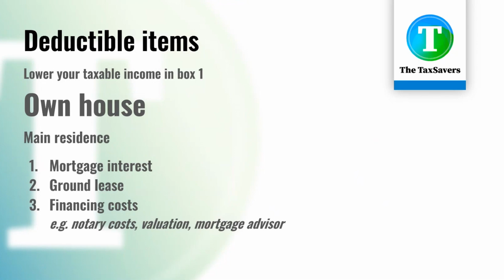The third main category is for expenses related to your own house. It's very important that the house is your main residence to make use of these deductions. If you have a mortgage on the house, you can deduct the mortgage interest that you paid. And in some municipalities, you pay a certain amount of ground lease besides the mortgage expenses. If you pay this periodically, you can deduct this as well. And the last one is one you'll always come across before buying the house, the financing costs. A few of the deductible financing costs are the notary expenses, the valuation expense, and the mortgage advisory costs.